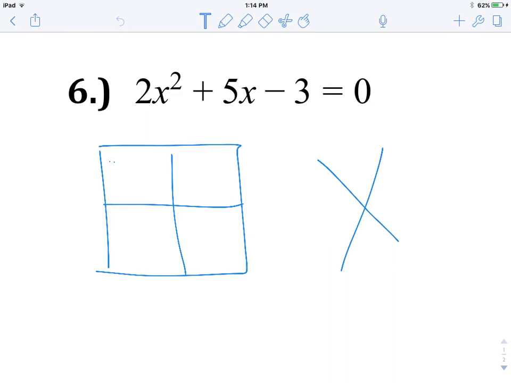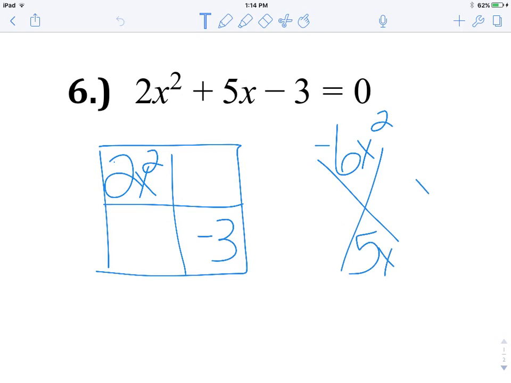All right, looking at problem 6, we're going to start with 2x squared in the top left corner, negative 3 in the bottom right. We're multiplying those two together to get the top of the diamond, and then 5x becomes the middle of the diamond. We need 2 numbers that multiply to give us negative 6x squared, but add to give us 5x. So we want to think of what combination would work. Remember, we only have 2. We have a 1 and a 6 and a 2 and a 3.